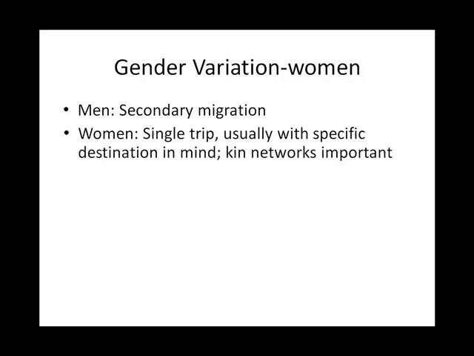Women, on the other hand, were instrumental in convincing family members and friends to move north. Women also maintained ties to the families they left behind. They tended to migrate in a single trip, usually with a specific destination in mind, and kin networks were very often important in how they migrated. They usually took a train, say from Clarksdale to Chicago. Someone might meet them at the train station, so there's no secondary migration involved here.